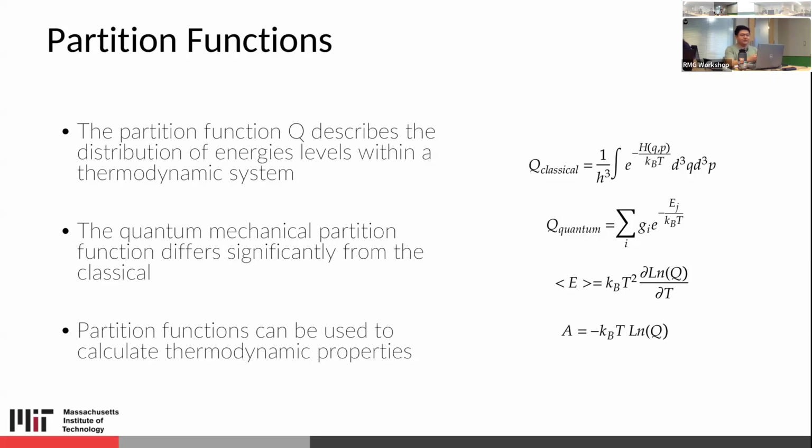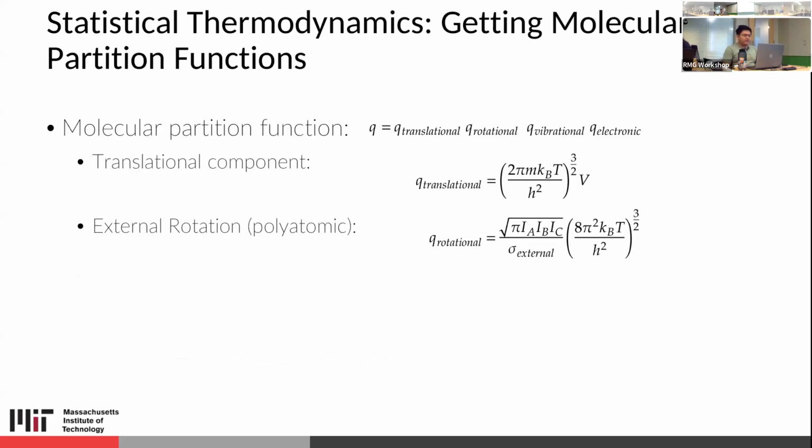So the partition function describes the distribution of energy levels in a thermodynamic system. It's shown here, the classical and the quantum forms of it. These are convenient because once we can calculate these, we can then use them to get to bulk thermodynamic properties. We'll just quickly review what the partition function looks like.